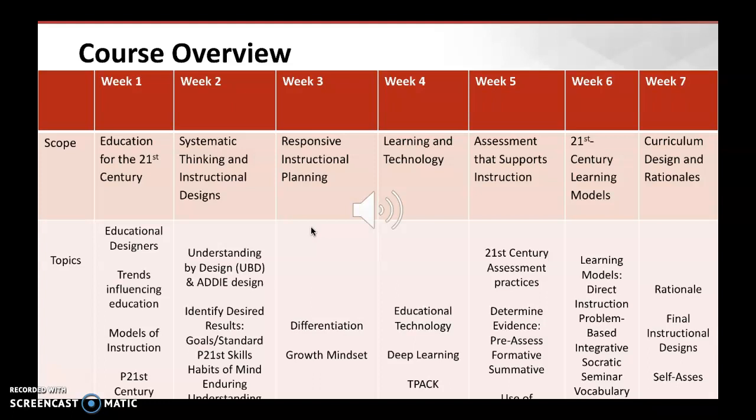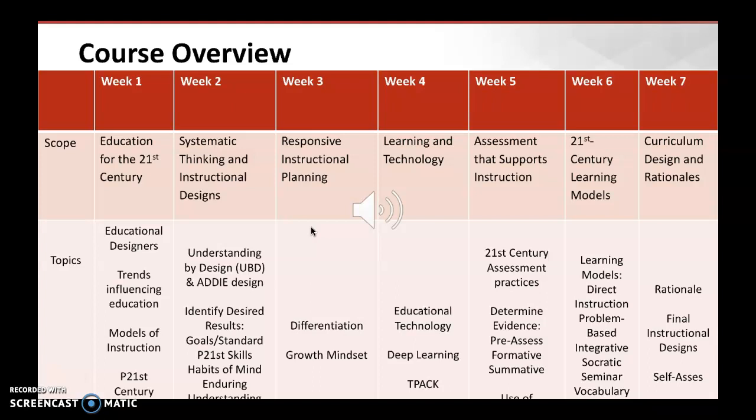In week 2, we start looking at educational design models. Two of the biggest ones influencing education and the workplace right now are ADDIE and Understanding by Design. And then we start really focusing in on what those goals or standards are that we'll be designing our Unit 2 around, and how 21st century skills and habits of mind support that. Lastly, we'll be looking at enduring understandings and essential questions as a way to guide our instructional design.